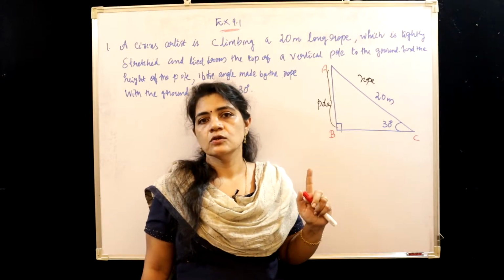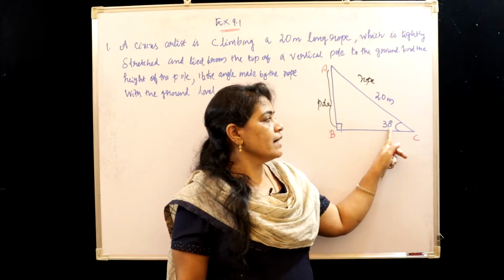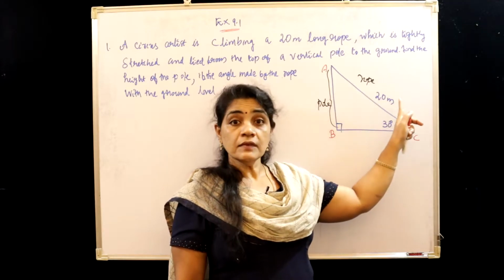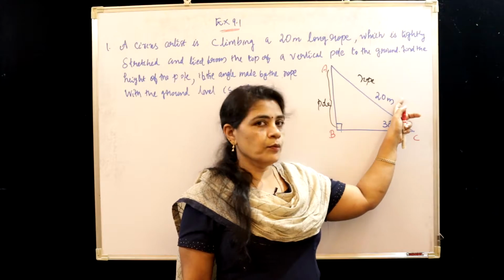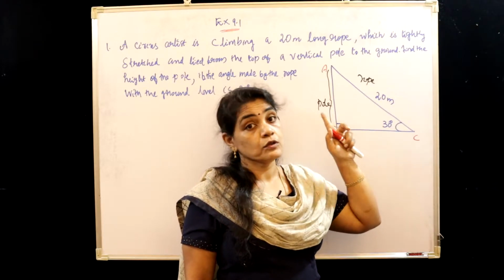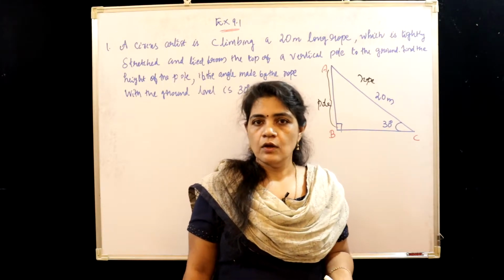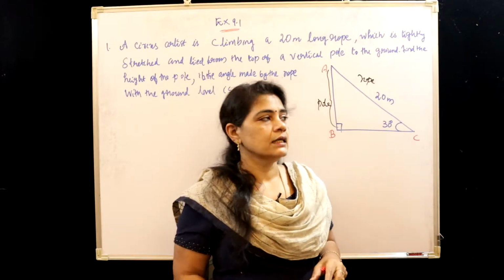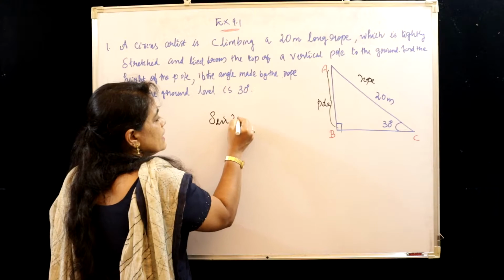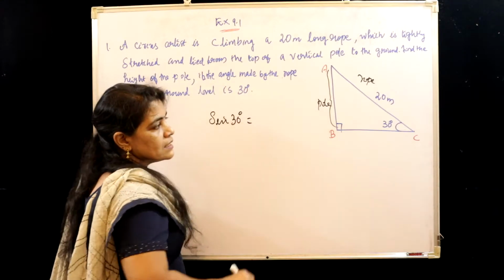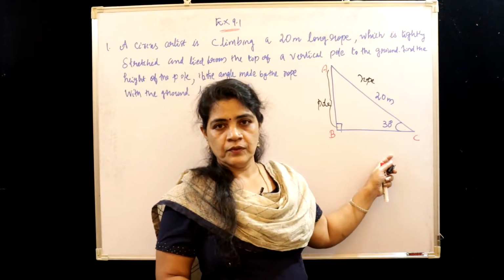Understood? So that means you have to take either the opposite side with the hypotenuse, that is sine 30, or the hypotenuse with the opposite, or cosec 30, that doesn't matter. So I am taking here sine 30. Okay, so sine of 30 degree with respect to this, consider this right triangle ABC.